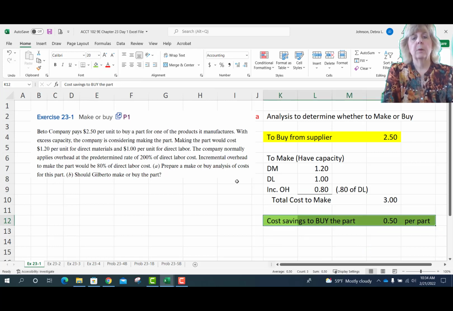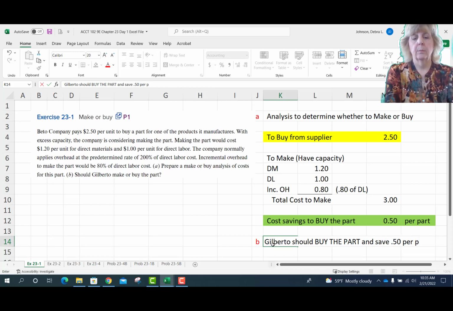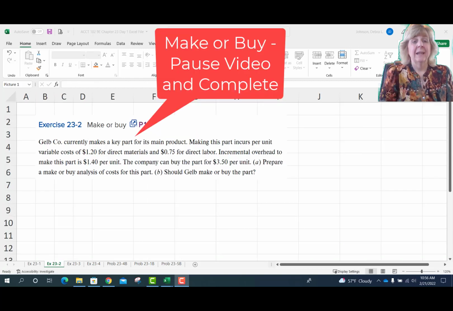So let's go back and make sure that we answered what the author asked us. Letter A says prepare a make or buy analysis. We've done that. And then letter B, they're just once again making sure that you understand what the correct decision would be. The Gilberto, I guess, is the name of this company. Gilberto should buy the part and save 50 cents per part. Okay, on to the next.